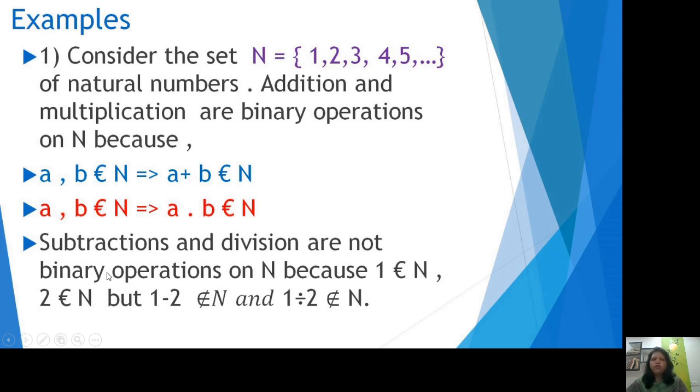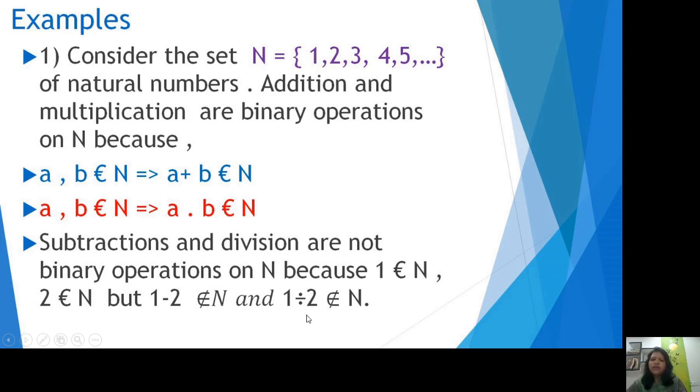Now what happens for subtraction? Let us take an example as 1 and 2. If we subtract 2 from 1, it gives -1, and -1 does not belong to this set of natural numbers. That means if the number which we subtract is greater than the first number, then the subtraction will be negative, and the negative number does not belong to the set of natural numbers, and therefore subtraction is not a binary operation on this set of natural numbers.